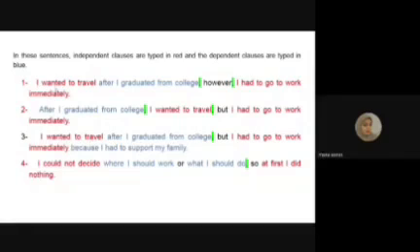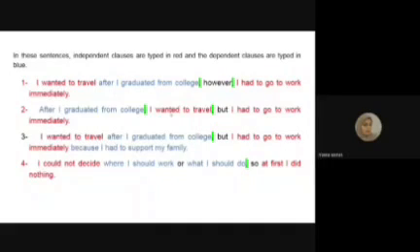It starts with "I wanted to travel" as an independent clause, then we have the dependent clause "after I graduated from college." After that, we have the second independent clause: "However, I had to go to work immediately." So the second example is "After I graduated from college." Here it starts with a dependent clause, and if the sentence starts with a dependent clause, meaning we see a subordinator at the beginning like "after," we should place a comma after it, and we write the rest of the clauses.